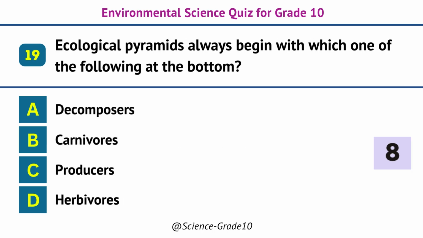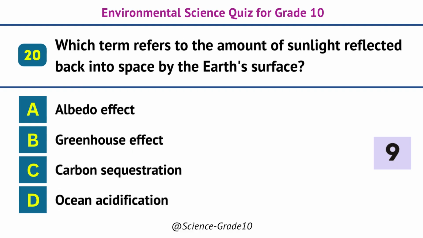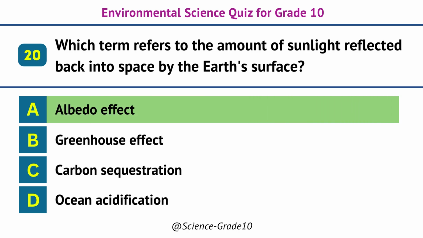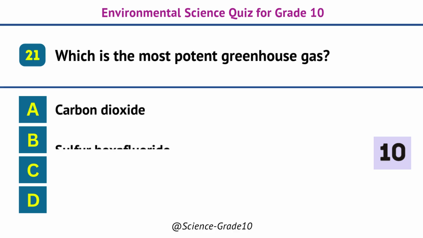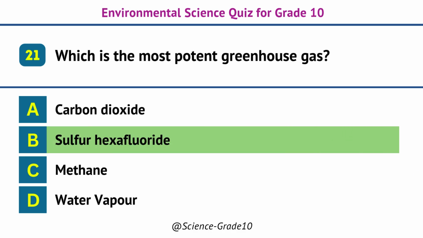Ecological pyramids always begin with which one of the following at the bottom? Producers. Which term refers to the amount of sunlight reflected back into space by the Earth's surface? Albedo effect. Which is the most potent greenhouse gas? Sulfur hexafluoride.